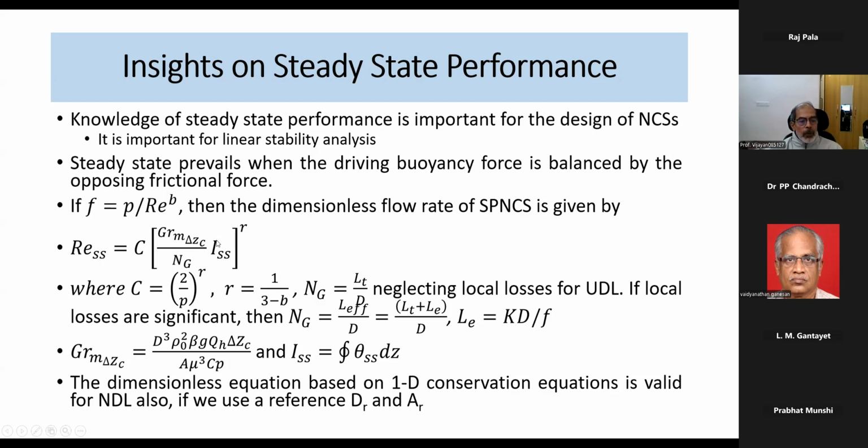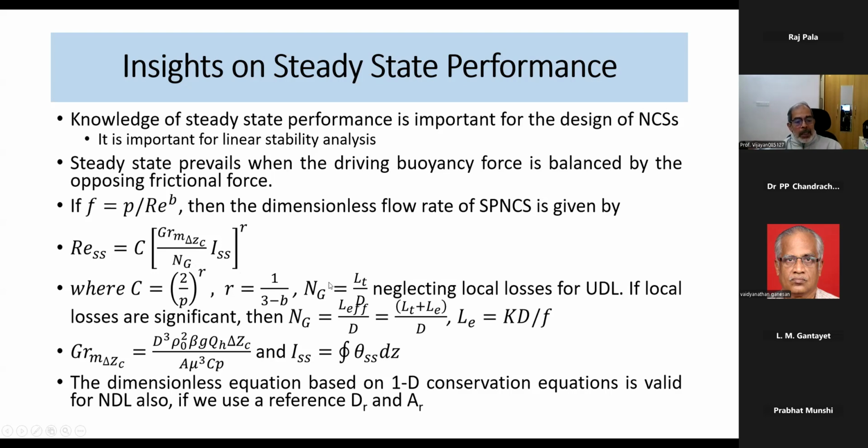We have developed a dimensionless equation for steady state flow in natural circulation systems. This equation is developed for cases where fully developed flow prevails. And you can replace the friction factor by a correlation of this type, which is possible for all laminar, transition as well as turbulent cases.